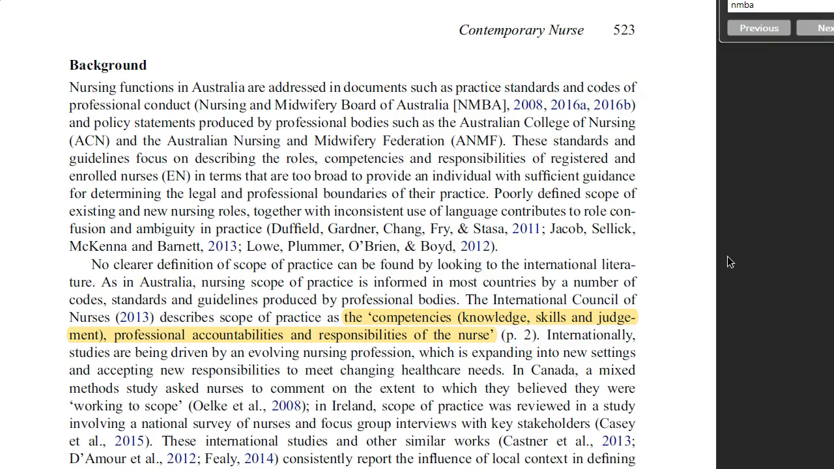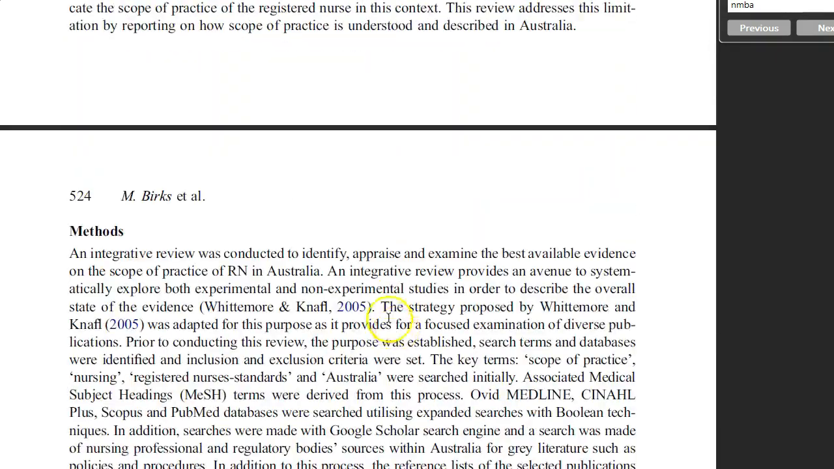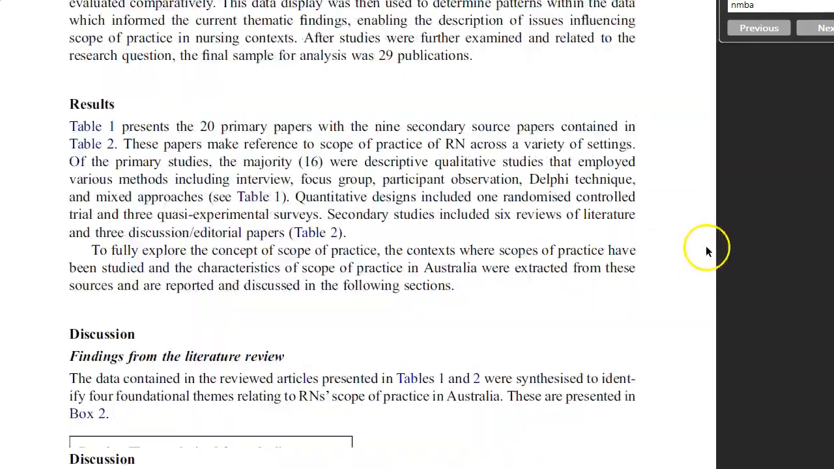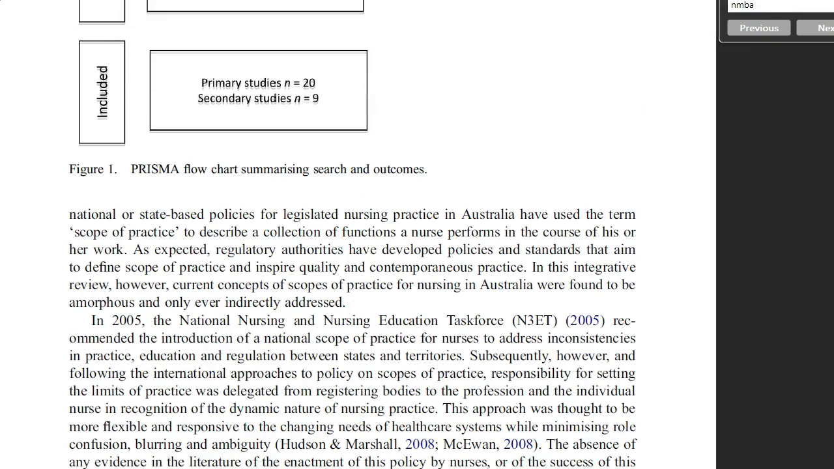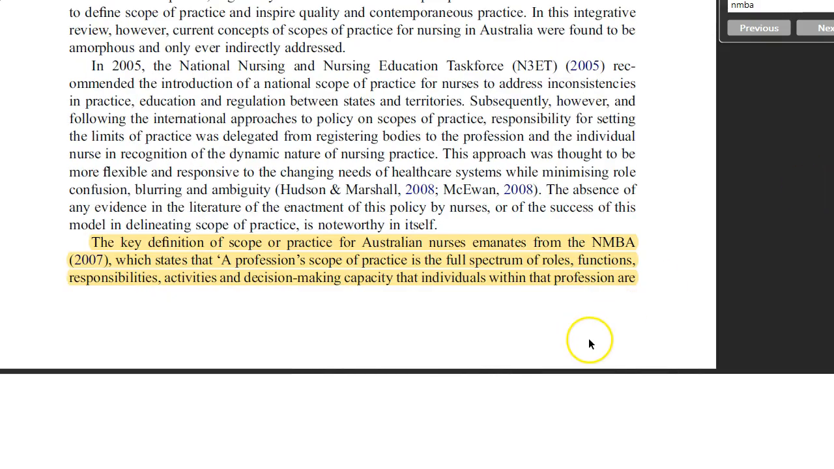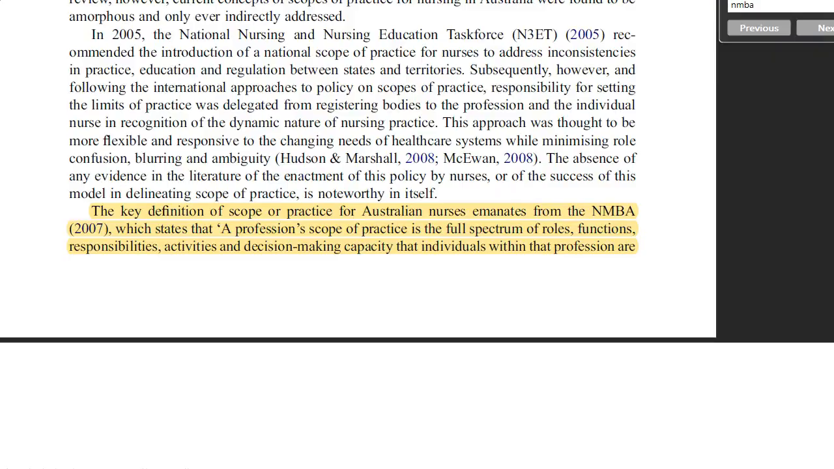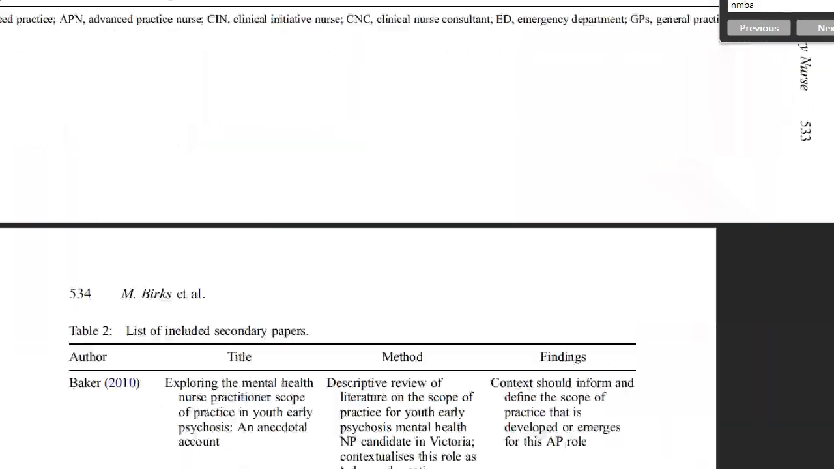And it talks about the ICN's definition. So the competencies in brackets, knowledge, skills and judgment, professional accountabilities and responsibilities of the nurse, which is quite simplistic but accurate. So that's one example, and then it scrolls through, there's a better one further down. So another definition that's put together by the NMBA. The key definition of scope of practice for Australian nurses emanates from the NMBA, which states that a profession's scope of practice is the full spectrum of roles, functions, responsibilities, activities and decision-making capacity that individuals within the profession are. What a great place to put a table, because then it goes on for pages.